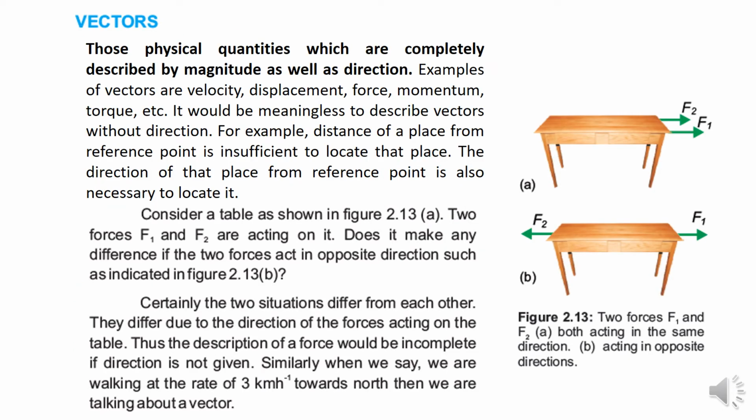On the other hand, vectors are those quantities which are completely described by magnitude as well as direction. The examples of vectors are velocity, displacement, force, momentum, torque, etc. So if we describe such a quantity without direction, it will be meaningless. For example, the distance of a place from a reference point is not sufficient to locate that place. The direction of that place from the reference point is necessary to locate it.